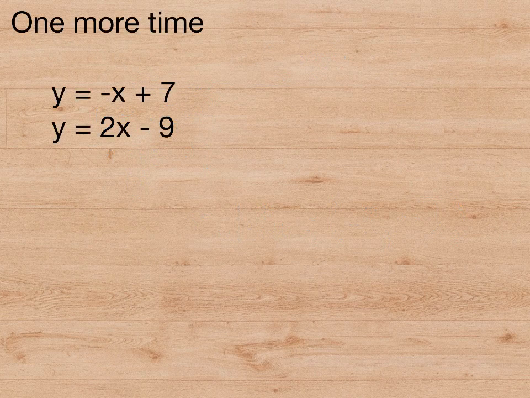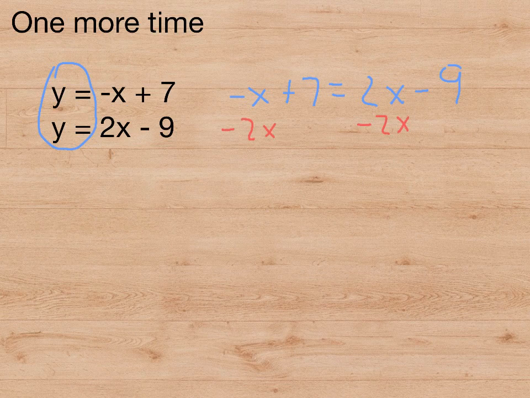One more time. I have y equals negative 1 times x plus 7, and y equals negative 2 times x minus 9. Again, they are both in this format, so I can go right to saying that negative x plus 7 equals 2 times x minus 9. Again, the goal is to get my variables to one side and then my constants to the other. So this time I have negative 3 times x plus 7 equals negative 9.